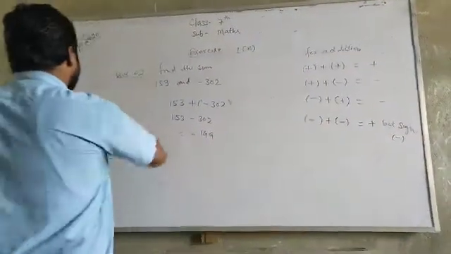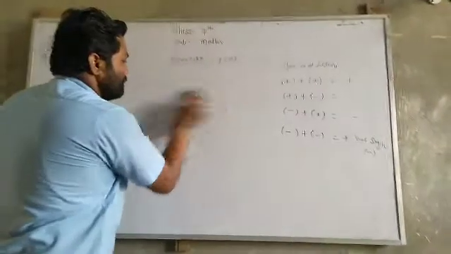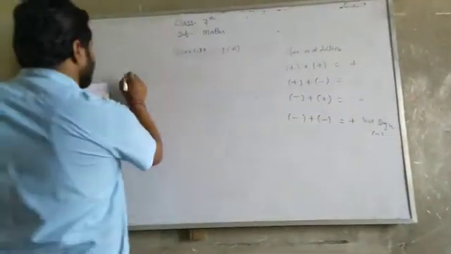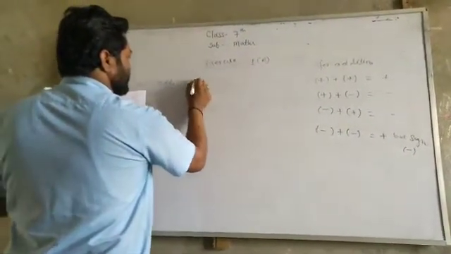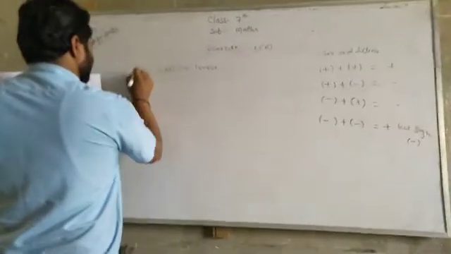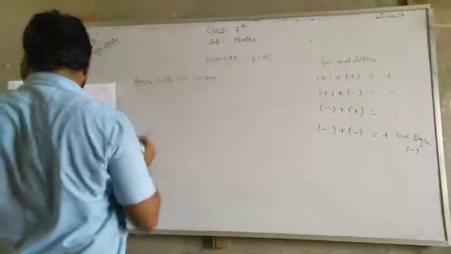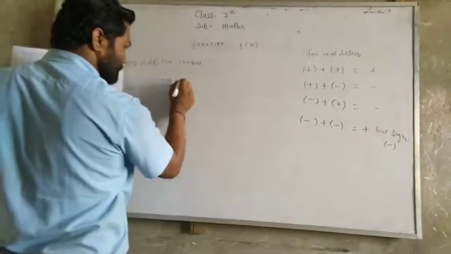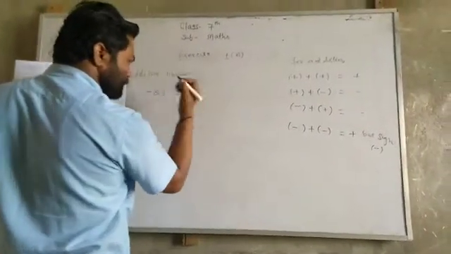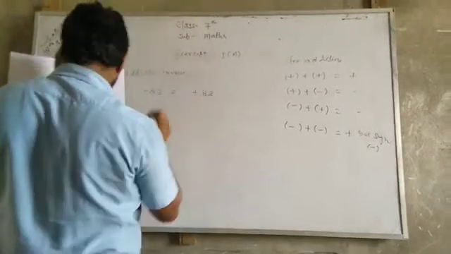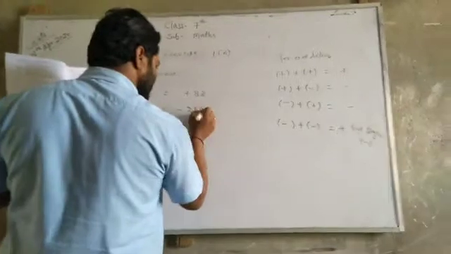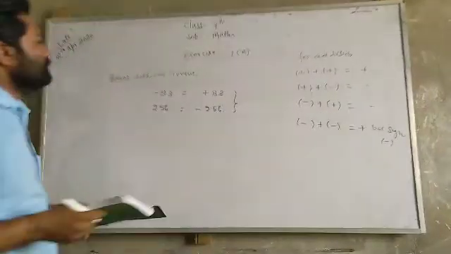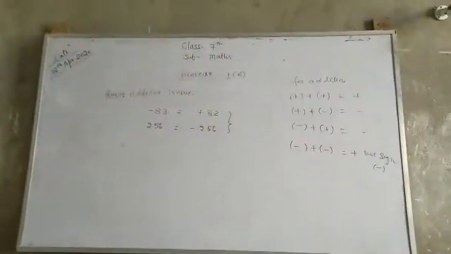Now question number third. Find the additive inverse. Additive inverse of minus 83 is the opposite sign, plus 83. Of 256 is minus 256. These are the additive inverses of the following.